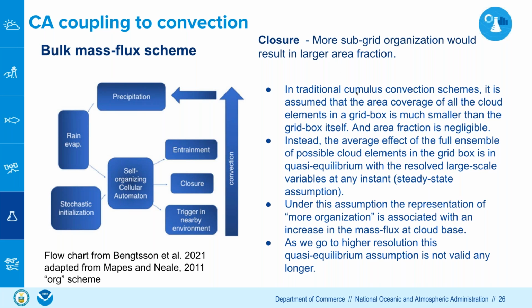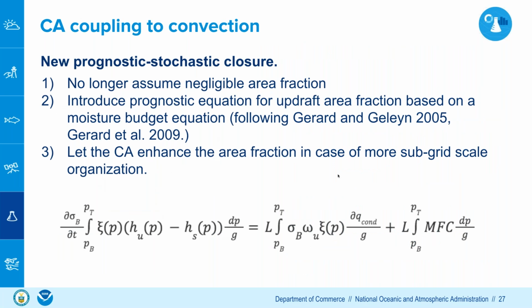But as we go to higher resolution, this quasi-equilibrium assumption is not valid any longer. And that's what led us to this work, where we now introduce a prognostic stochastic closure. So we actually no longer assume negligible area fraction. We introduce a prognostic equation for the updraft area fraction based on a moisture budget equation.